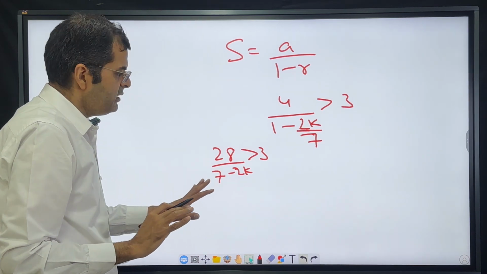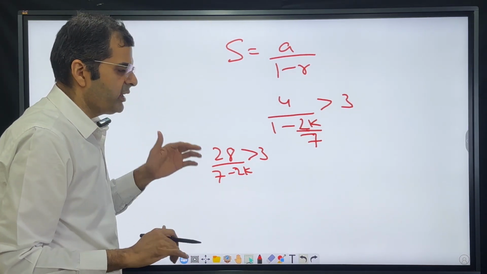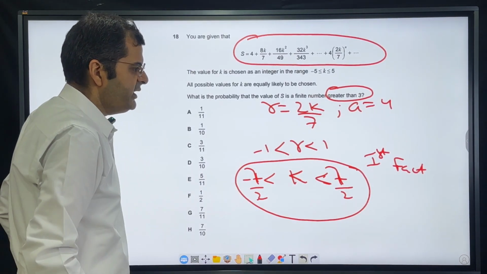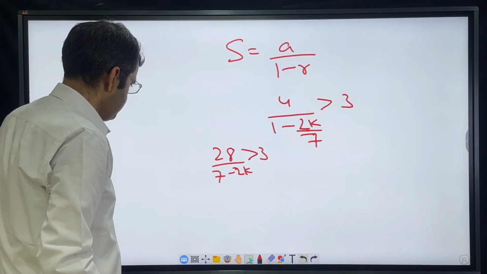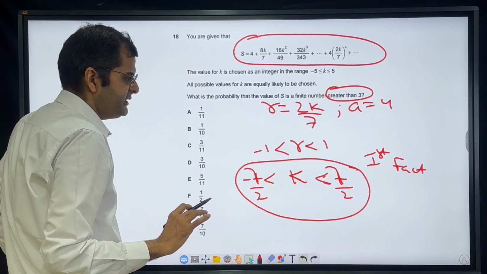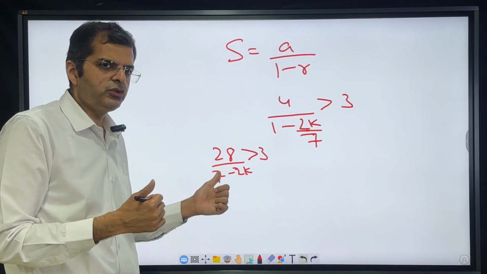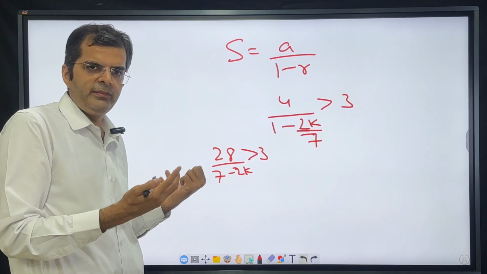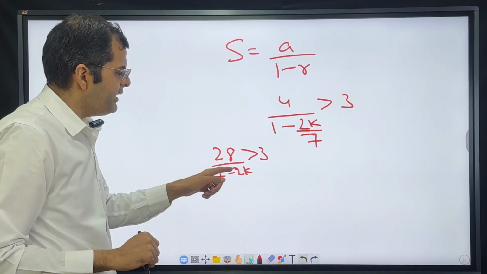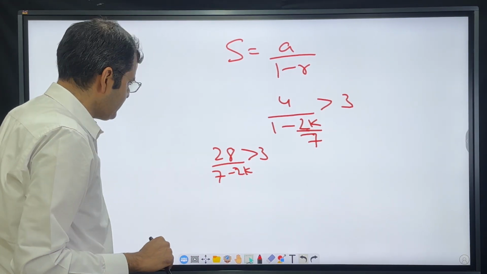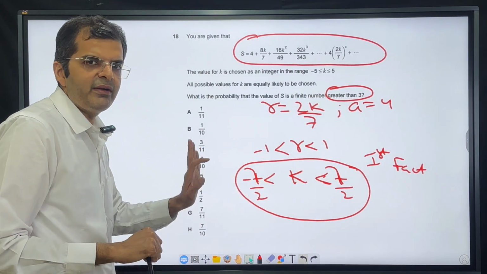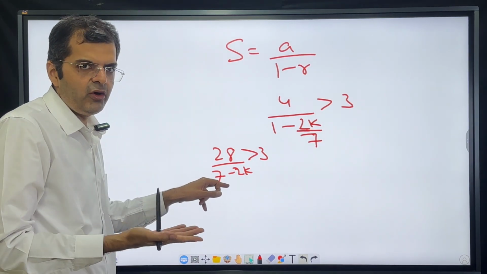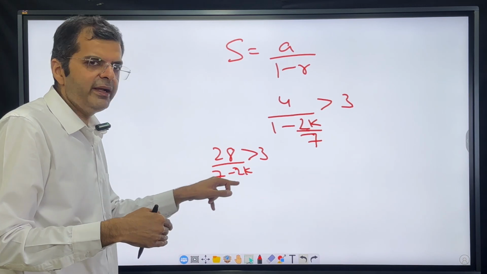Now this is an inequality. Before multiplying both the sides by 7 minus 2k, we have to figure out the sign of 7 minus 2k. Now we know that k lies between minus 7 by 2 and 7 by 2. That means 2k lies between minus 7 and 7. That means 7 minus 2k will never be negative. If k is negative, the denominator is positive. But if k is positive, at the maximum it will be a positive number less than 7 by 2. If k equals 7 by 2, then this becomes 0, which is not allowed. So k cannot be 7 by 2. It is less than 7 by 2, so this still becomes a positive number.